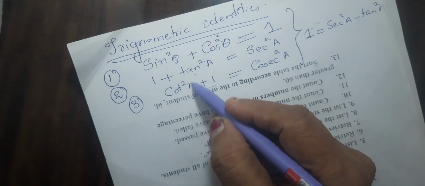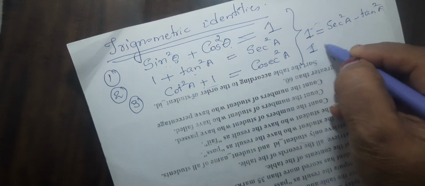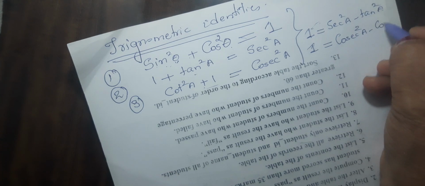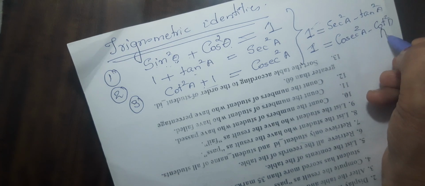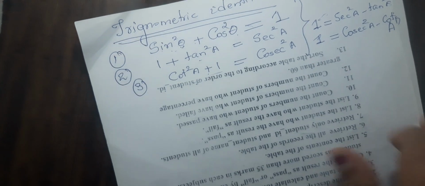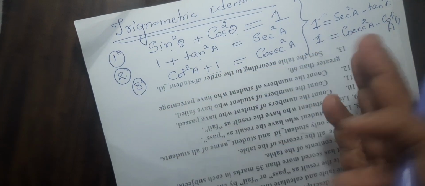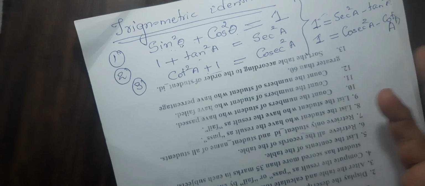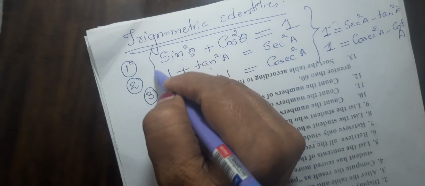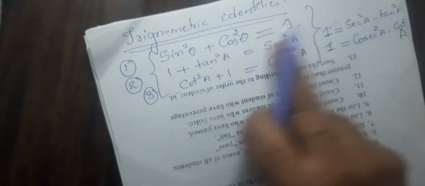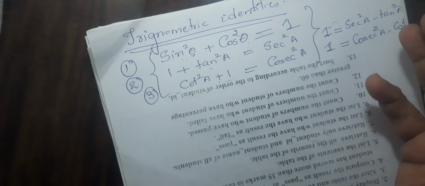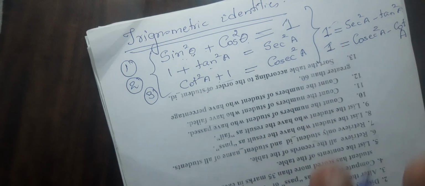In this one, cot squared a plus 1, here 1 is equal to cosec squared A minus cot squared A. See, in different forms we can write these three identities. If you just transfer the terms this side, that side, you feel like you have got a different identity. No. You can just remember these three and shift the terms that side, this side, and you'll be getting different forms. It's not different identities, but the same one, written in a different form.